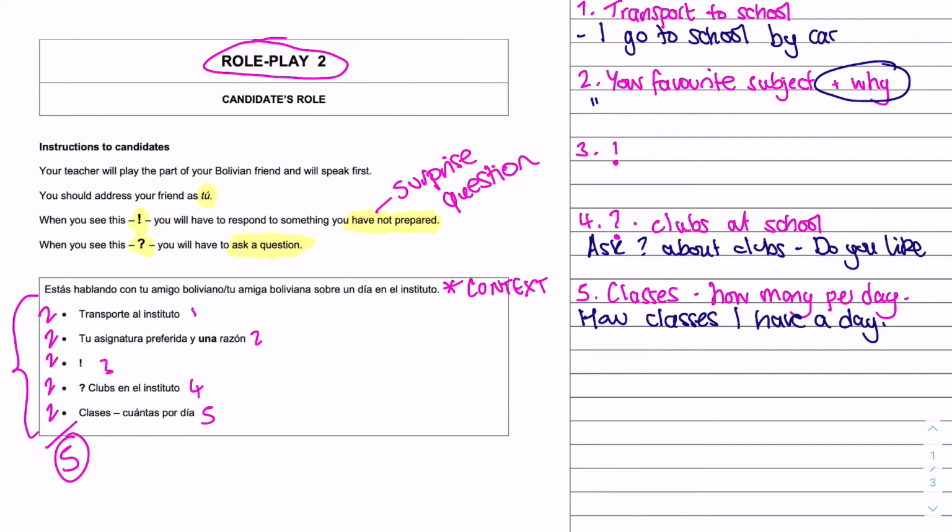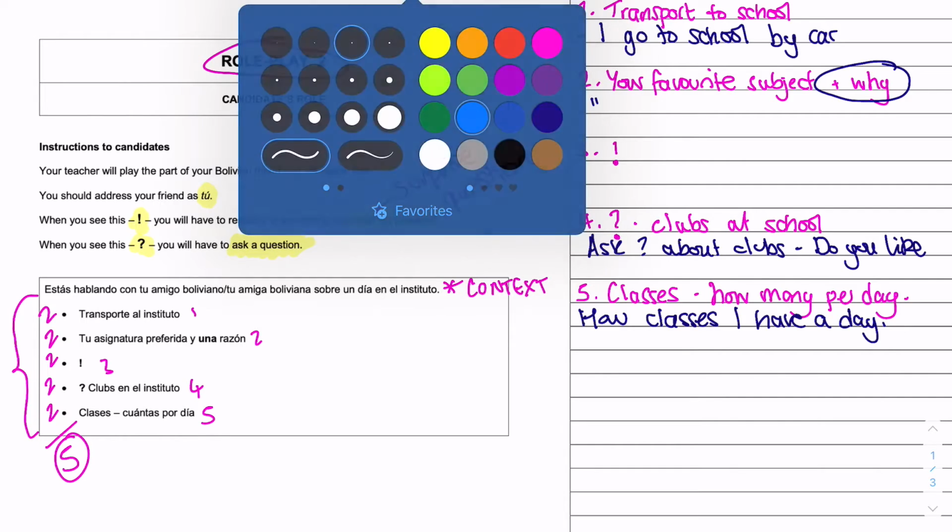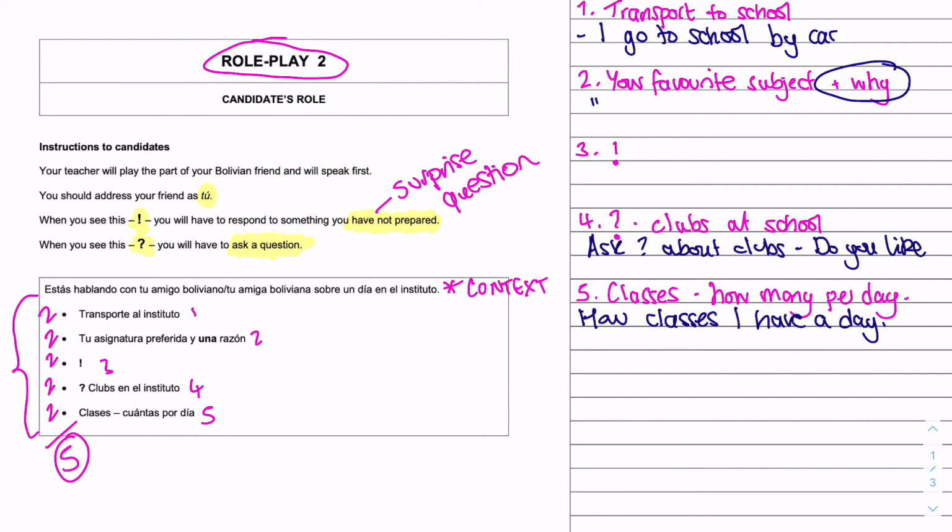So now I've got down what AQA want me to say. What I can do now is I can start putting this into good Spanish. So that's my next step, is to script out what it is I'm going to say. So I go to school by car.